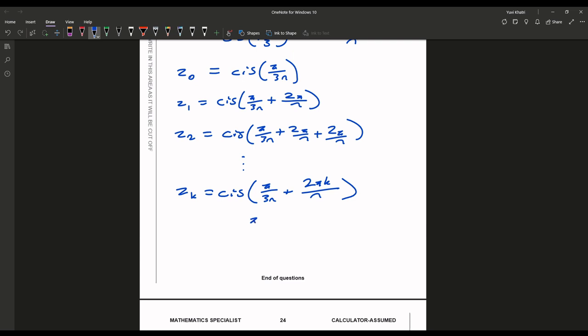So we've got pi over 3n plus, with k equals 2 here, 4 pi over n, and that needs to be less than pi over 2. Now, we're just going to solve this inequality. You can just put this into your ClassPad. You get n is less than 0, which we reject because n has to be greater than 0, and you get n is greater than 8.67. Now, since n is a positive integer, we've got n is greater than or equal to 9.